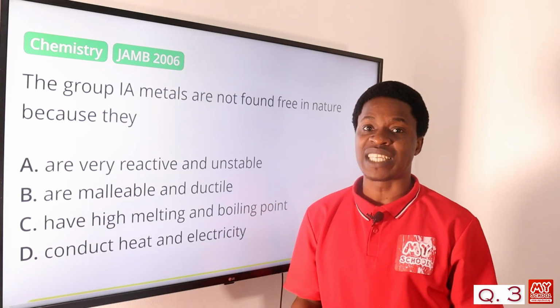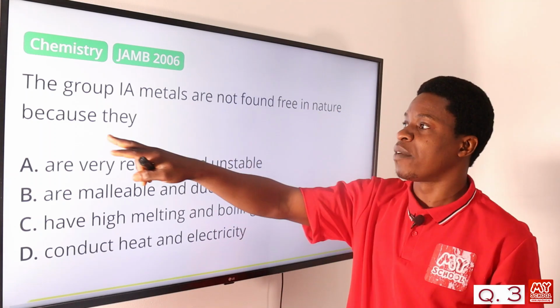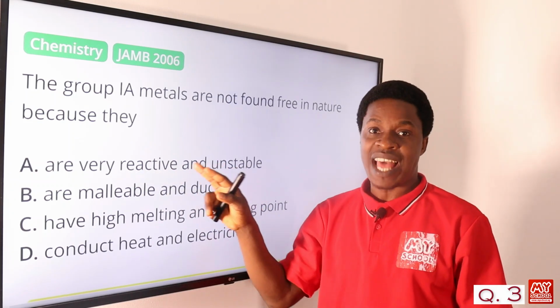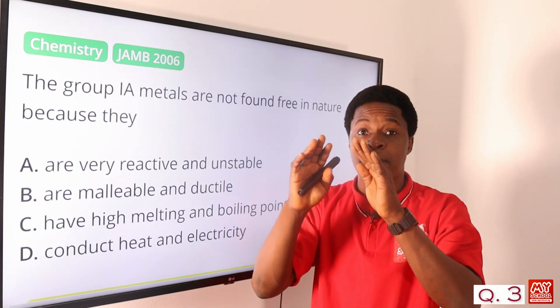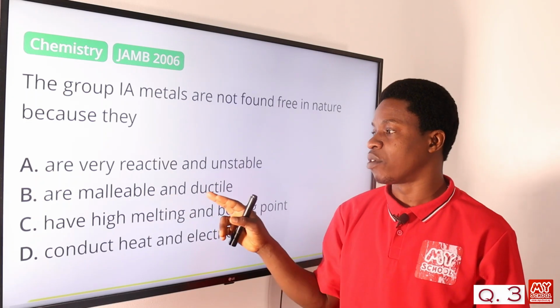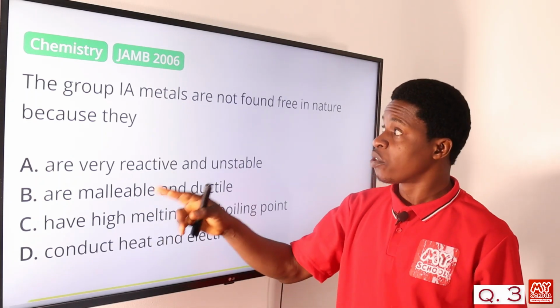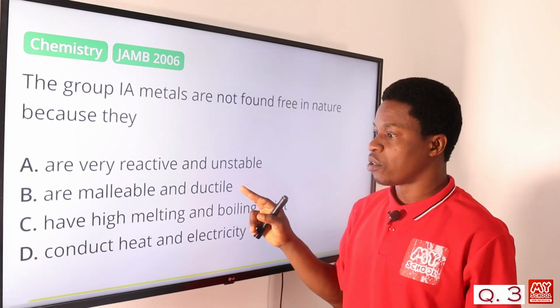So they are so reactive, very reactive. So the reason they are not found free in nature is because option A says they are very reactive and unstable. Yes, they are very reactive, okay, and they are unstable because they want to always give out that electron so that they can become stabilized. Correct. Option B says they are malleable and ductile. Of course, they are metals, they are malleable, they are ductile, but that does not confer on them the reason why they are not found free in nature. So that is not correct.